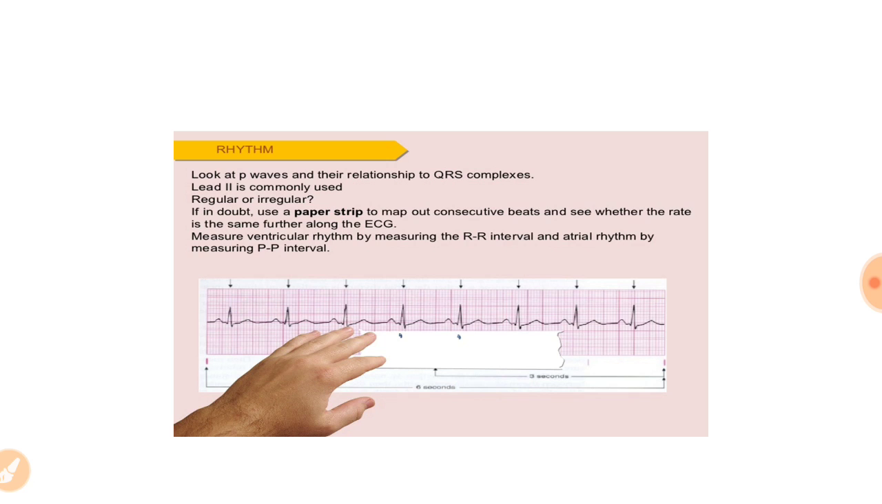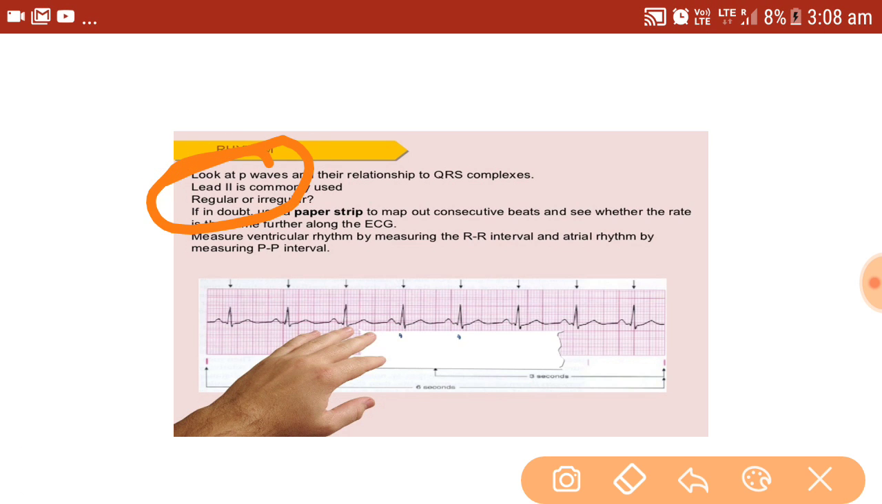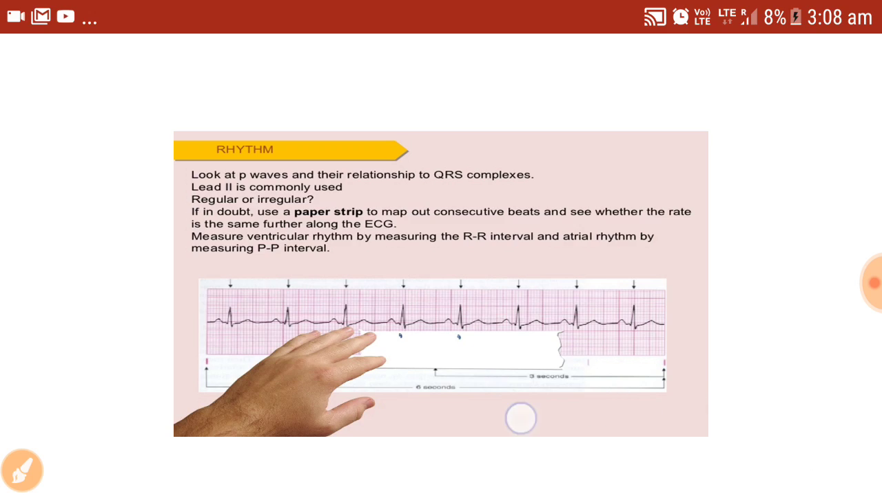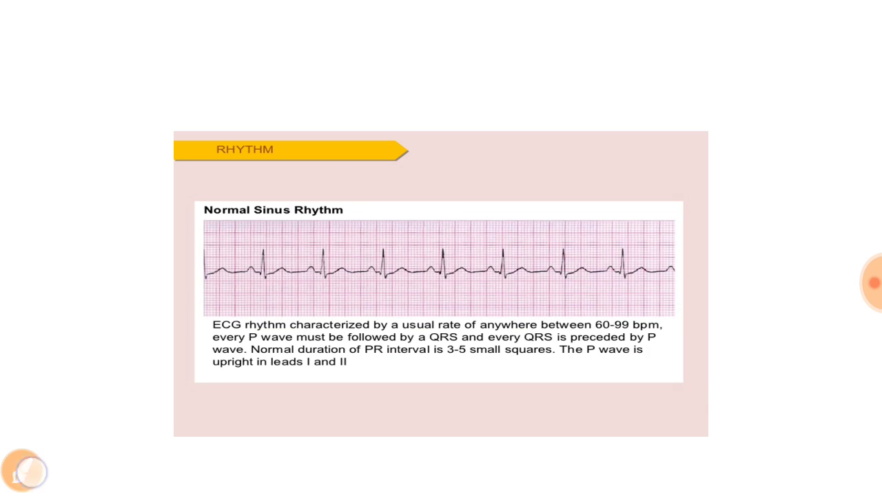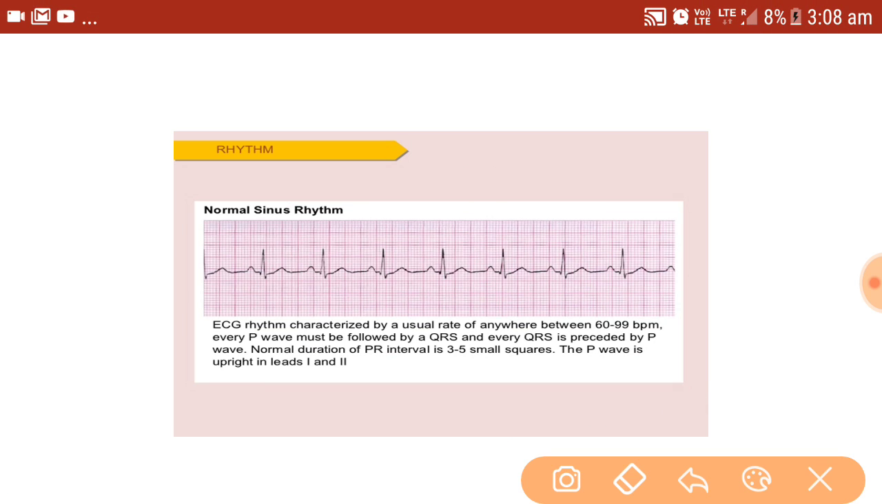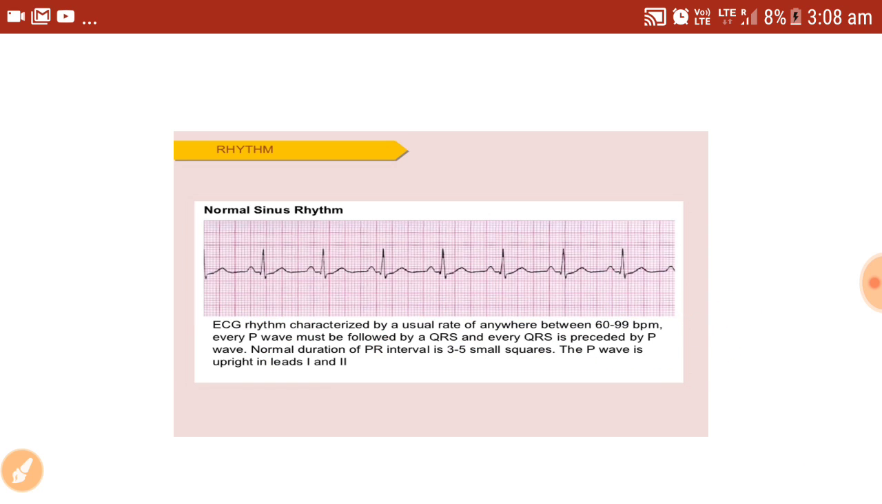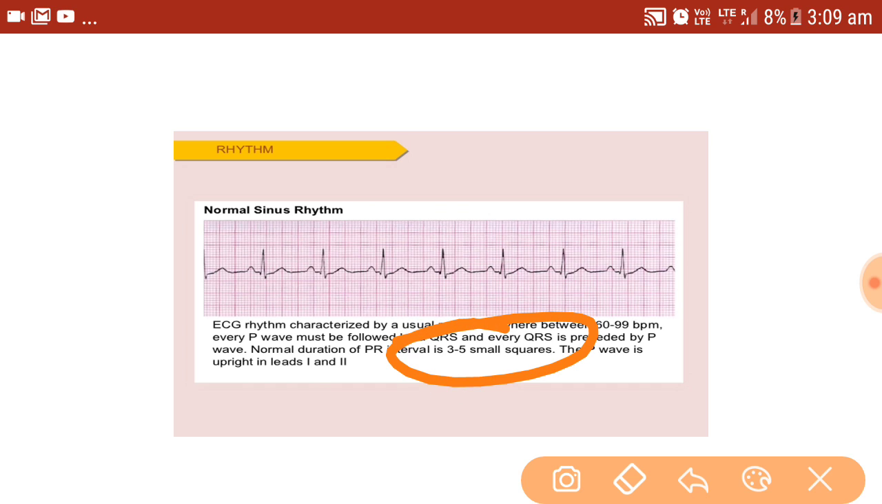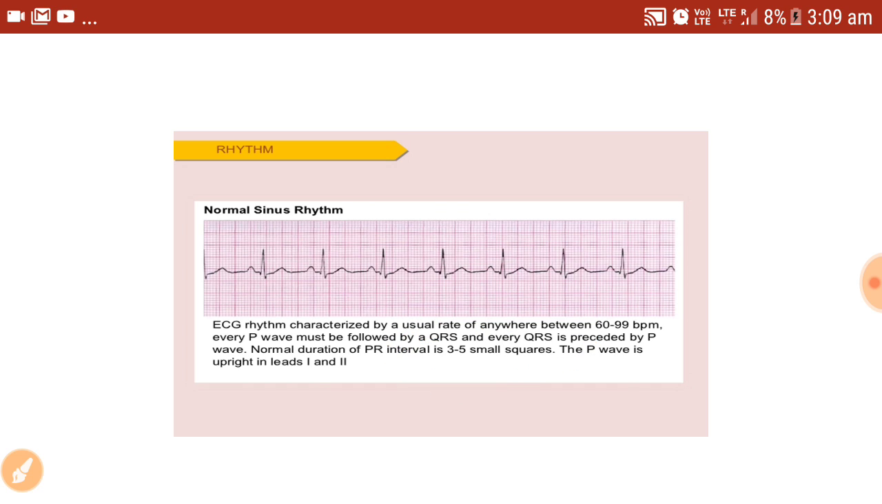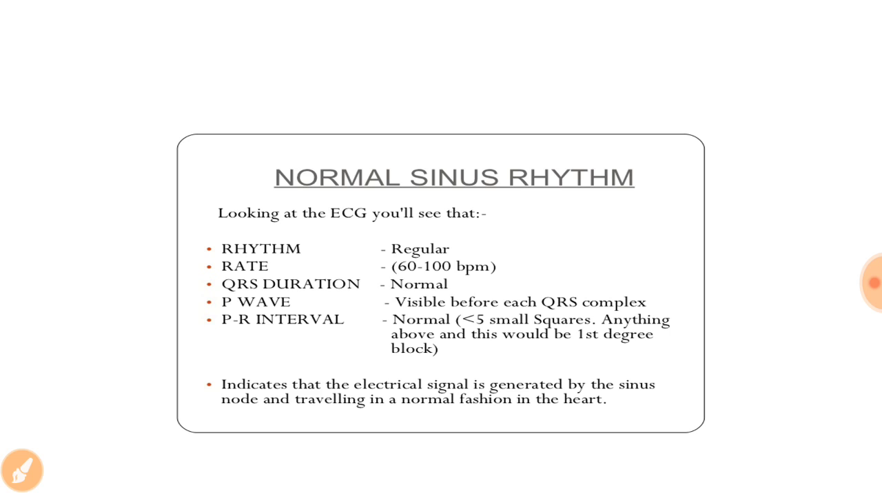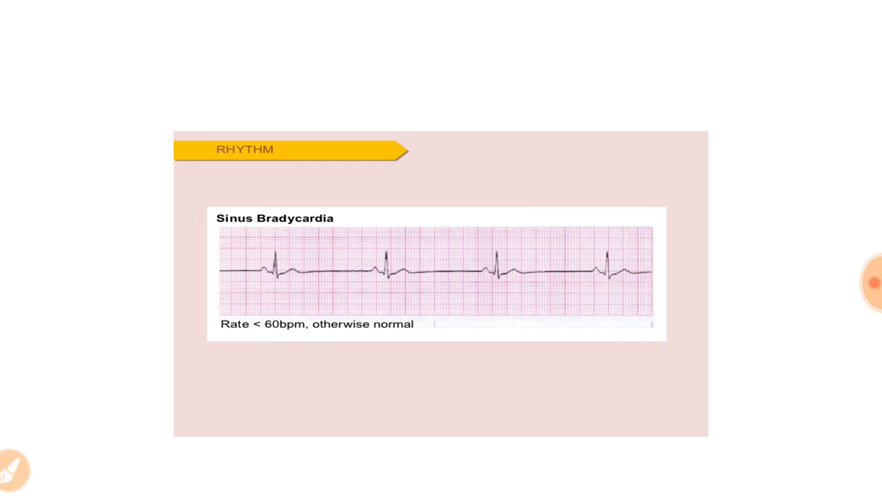Now we are coming to rhythm. Rhythm is something very important. You need to look at lead 2 particularly for getting the rhythm, whether it is regular or irregular. This ECG is showing a normal sinus rhythm. Why sinus? Because every P is followed by QRS and every QRS is preceded by P, and there is a normal duration of PR interval, that is 3 to 5 small squares. And the P wave is upright in leads 1 and 2. This is some detail of normal sinus rhythm.